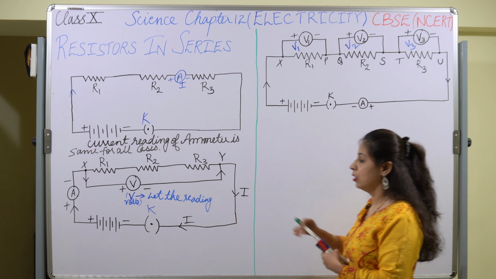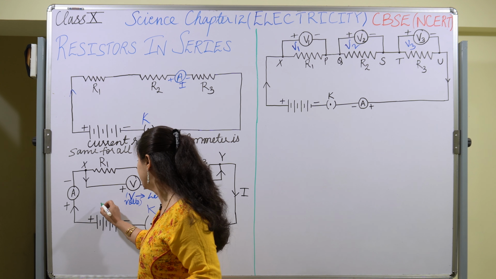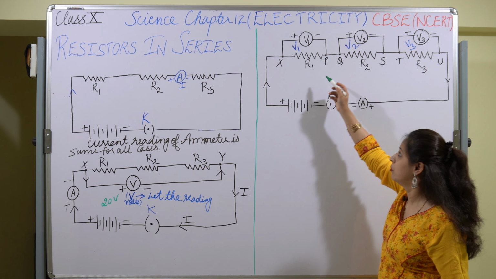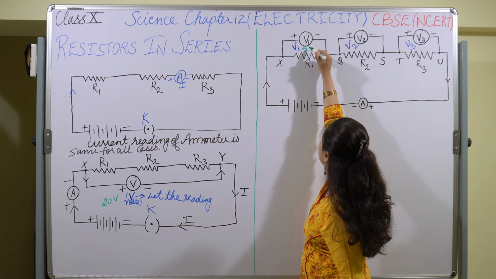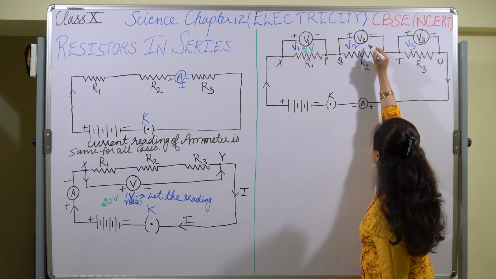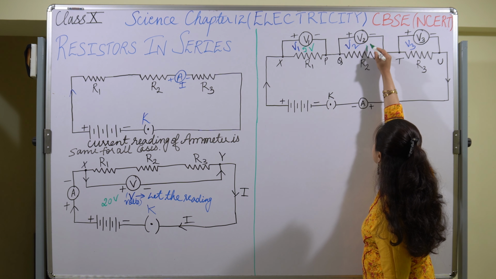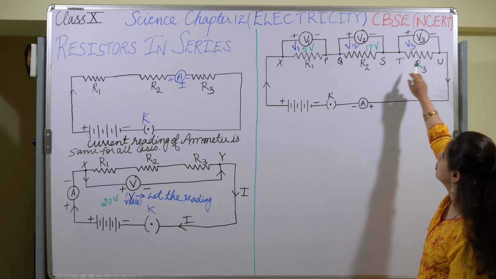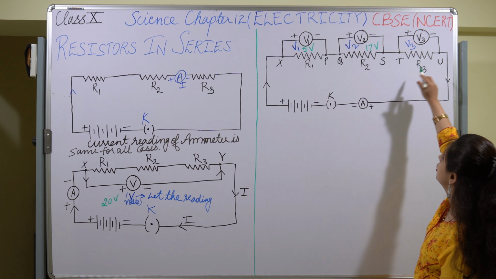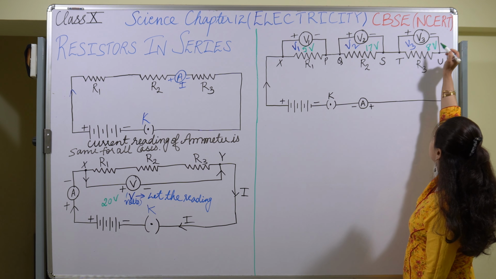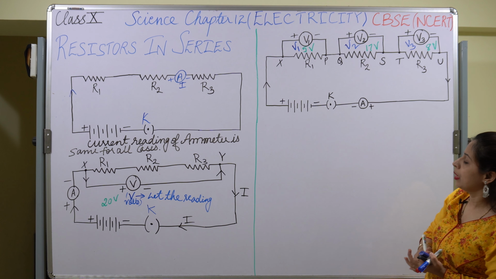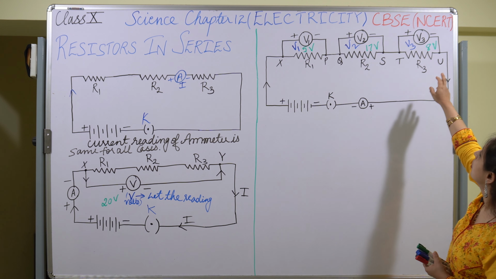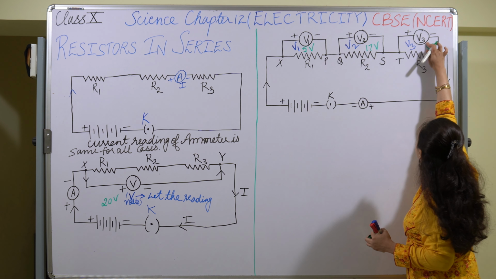Suppose the voltmeter gave us the reading equal to 20 volts, then V1 we get is suppose 5 volts, then V2 we get suppose 7 volts, then V3 will be 8 volts. So the sum of 5, 7 and 8 is 20 volts.